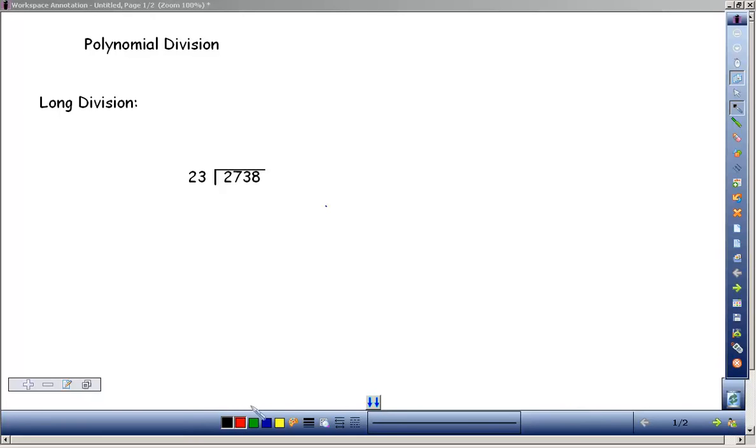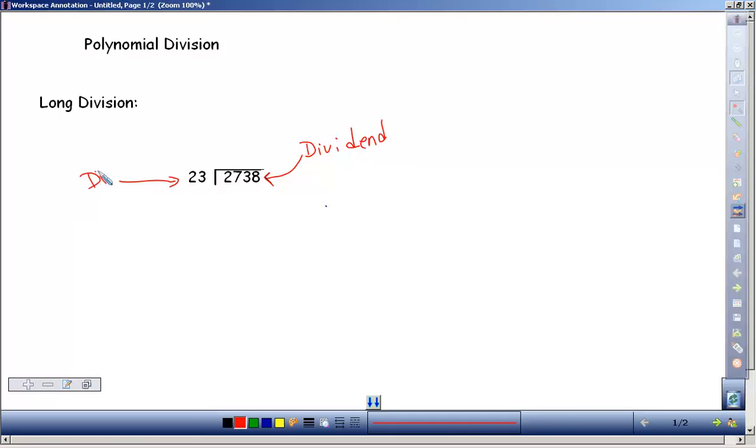I do want to talk a couple of vocabulary words here, just in case everybody has forgotten this vocabulary. The number that you are dividing, the number that is being divided, that is called the dividend. So that is what is being divided. The number you are dividing by is called the divisor. And then the answer that we're going to get, we call that our quotient. So just some vocabulary words here to make sure everybody is on the same page.